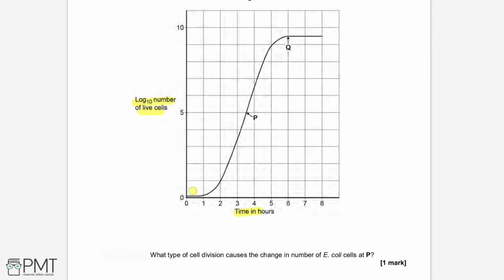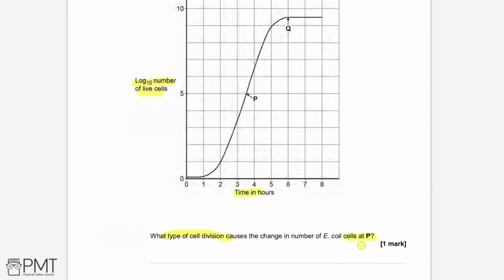Initially, there is a phase with little growth between 0 and 1 hours. Then there is a large increase in the number of live cells during point P, until at Q it levels off. The first part of the question asks us what type of cell division causes this change in number of E. coli cells at P.